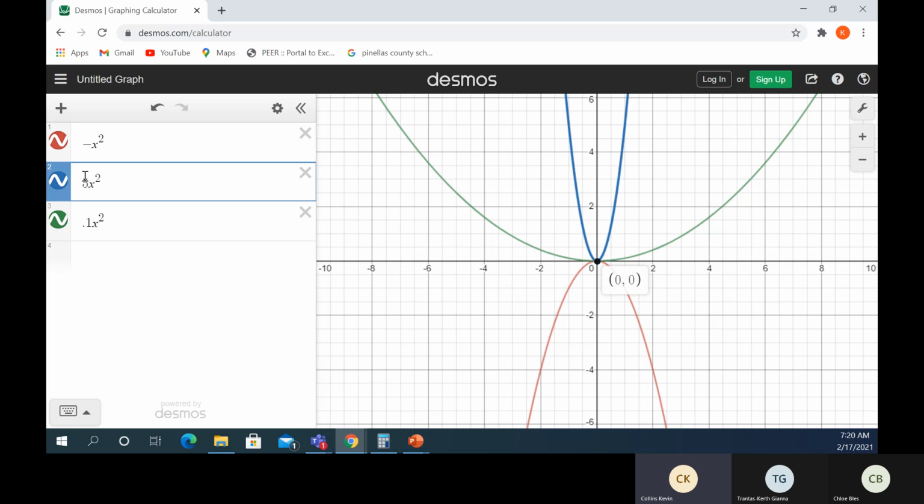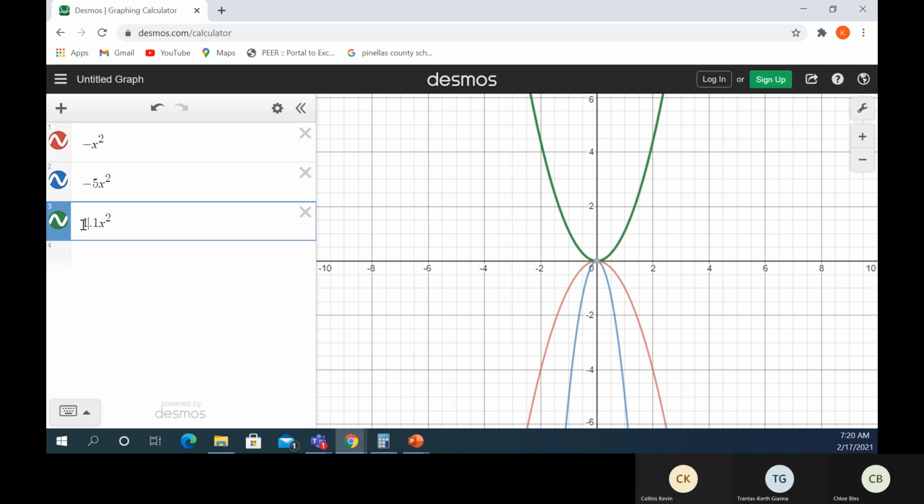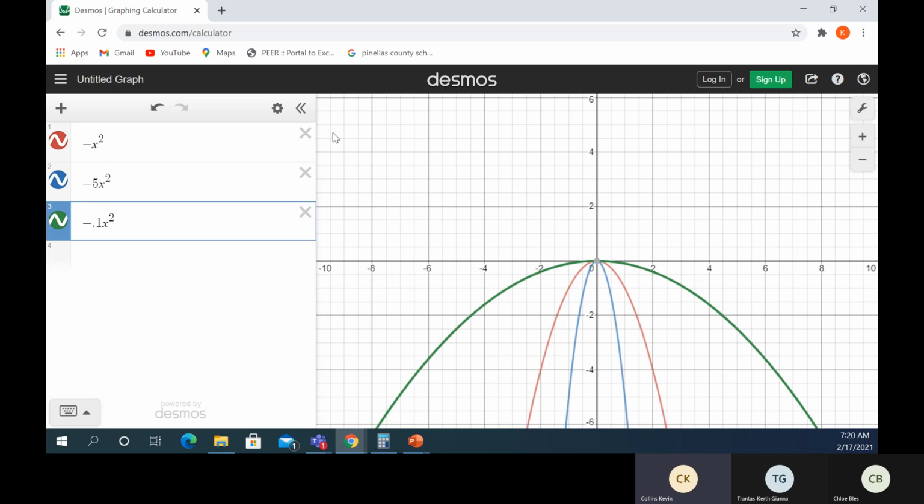Any of these guys, you can just flip them over by putting a negative sign. Oops, I just put a 1 in front of it instead of a negative sign. Here we go. All right, so you get the idea. A bigger number makes it skinnier. A decimal number, between 0 and 1, makes it wider, and then a negative flips it around the other direction. So that's pretty much where we're at with this so far. Any questions on that? That's a quick review of yesterday.